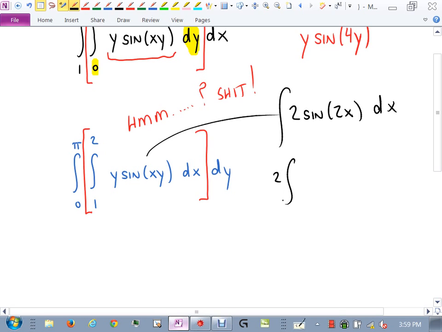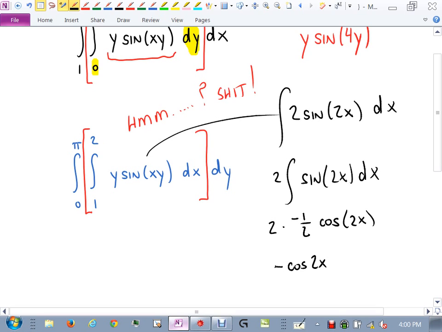Okay, so the 2 could come out, right? So you don't have to worry about that. And then what's the antiderivative of sine 2x? Well, the antiderivative of sine would be negative cosine, but then you have to account for this, so you're going to have to scale it by a 1/2. So you're going to have 2 times negative cosine, and I scale it by a 1/2, and so it's just negative cosine 2x. That's what it would be, right? Take the derivative of that, and you should get that.